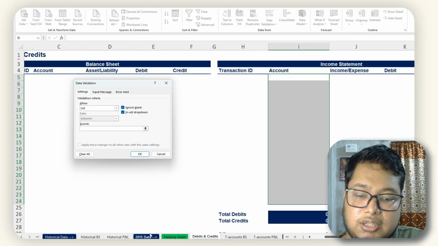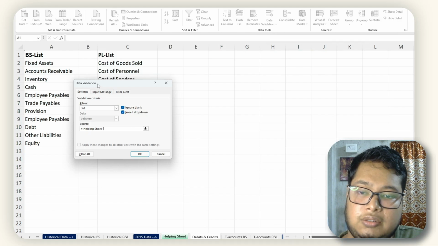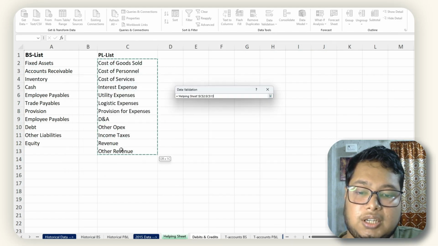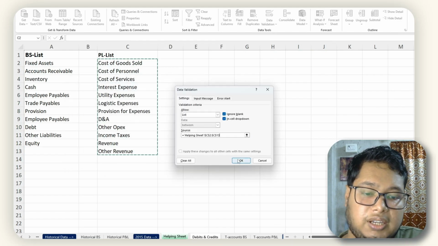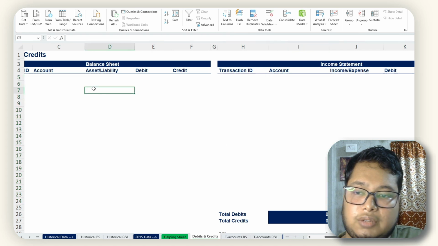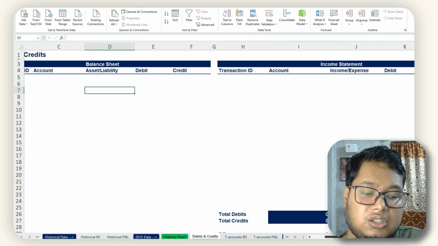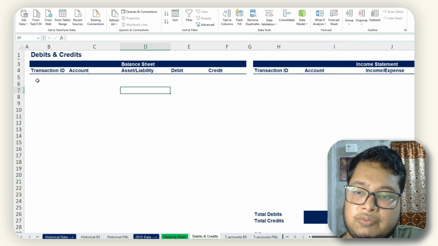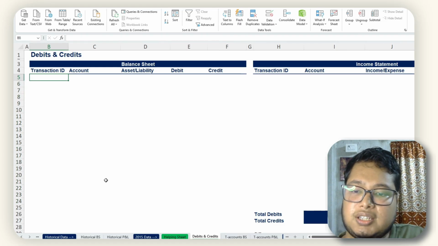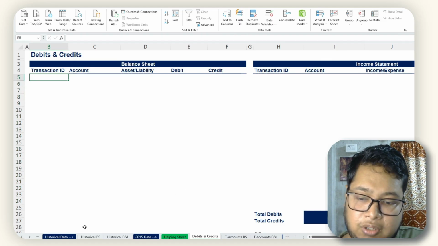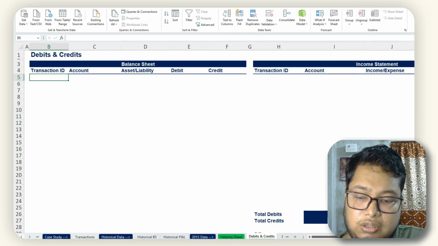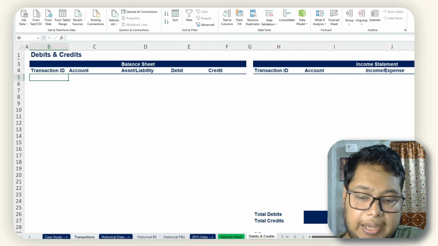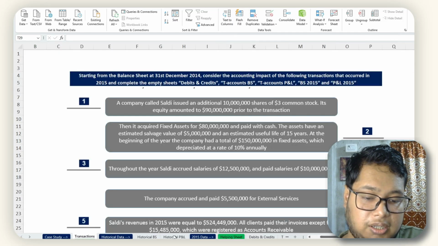The source list is in my helping sheet, and these are the entries we can only use. So that much is fixed. Now I can go through the entries one by one. Let's see what transaction I1 is saying. So where is my transaction list? Here. Let me drag it a little bit so that I can easily move around.